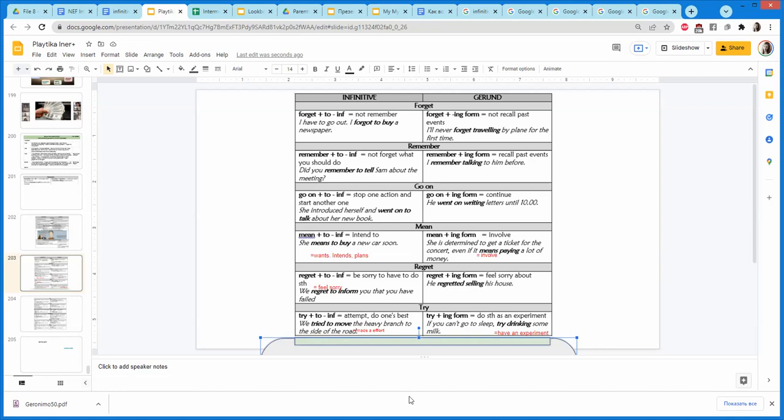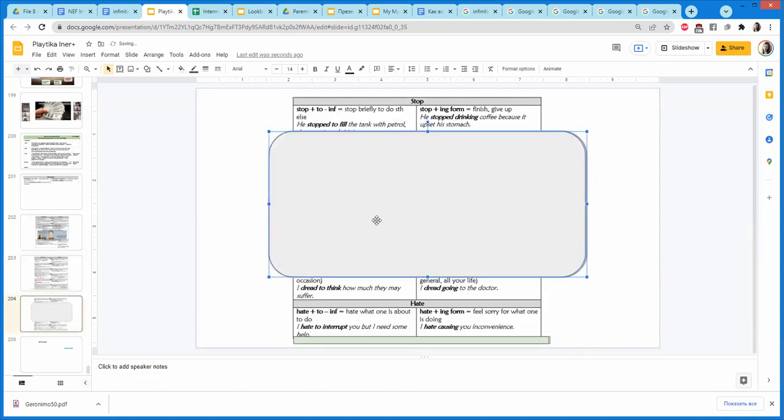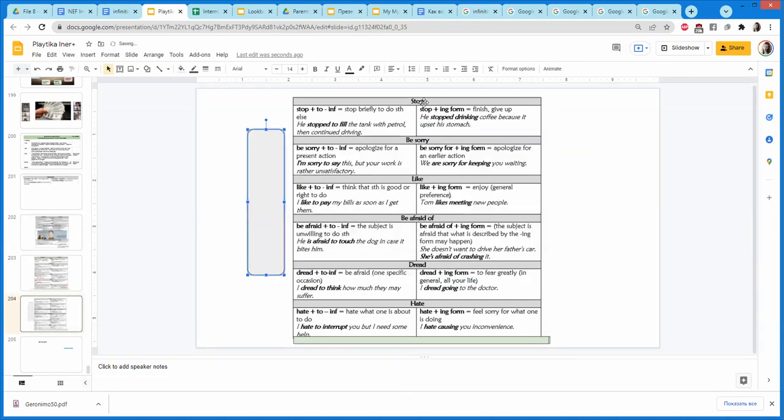Guys, I'm very sorry. Have I killed you already with all these words, with all these crazy things? I hope not. Maybe shall we do some practice already? Because there is a whole new chart with the verbs here: to stop, to be sorry, to like, to be afraid of, to dread, and to hate.